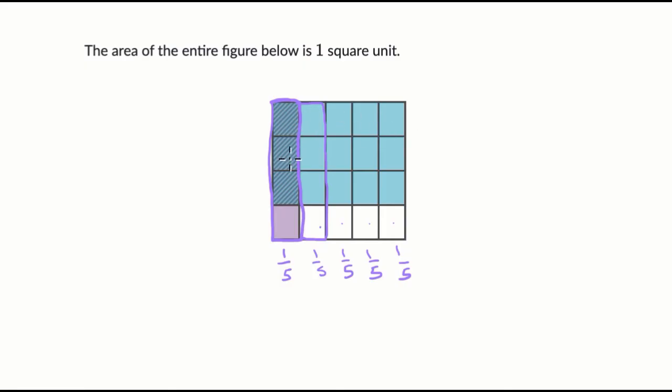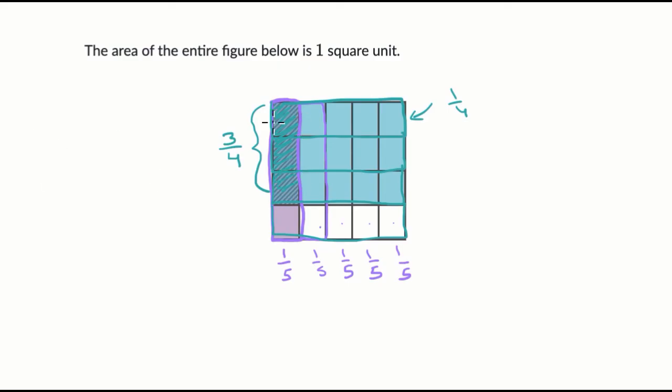Now let's think about the rows here. So each of these rows, we can see that we have 4 equal rows. So that's 1, we have 2, we have 3, and then we have 4 equal rows. So each of these are a fourth. But if we think about the entire blue region that's shaded in, it's 3 of those rows. So it is 3/4.